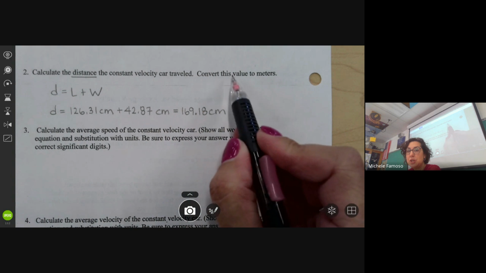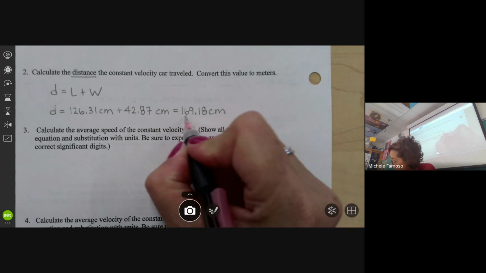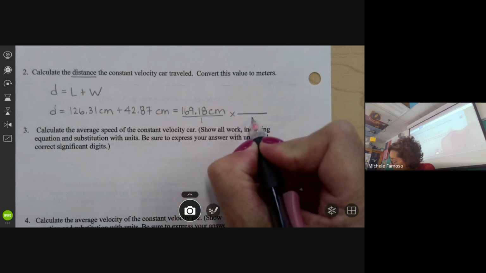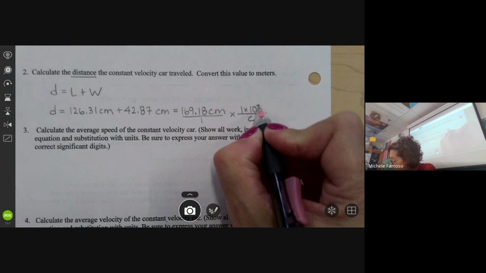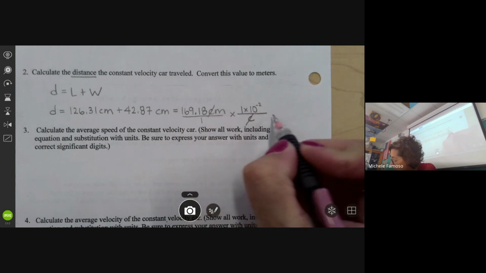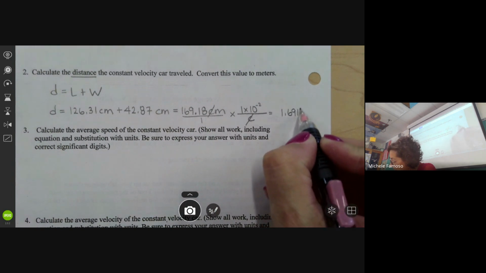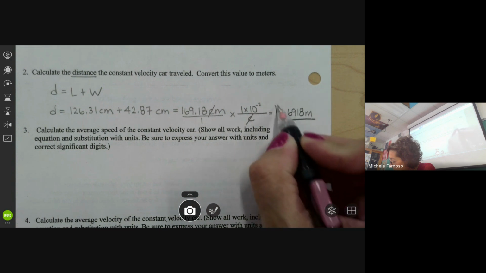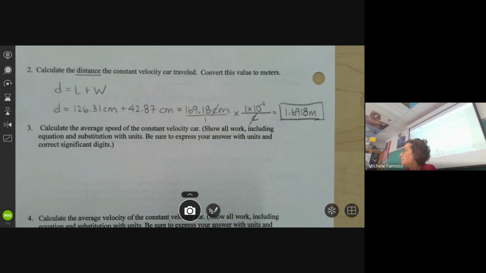And then notice it wants you to convert that to meters. So we're going to do this the same way we did previously. Centi in the bottom, the 1 times 10 to the negative 2 in the numerator. So the centis will cancel. And then you get your final answer for your distance. Now, you should not be getting 1.6918 meters, right? You got to use your numbers, not mine. Check with your partners. Make sure you get the same answers as your partners.